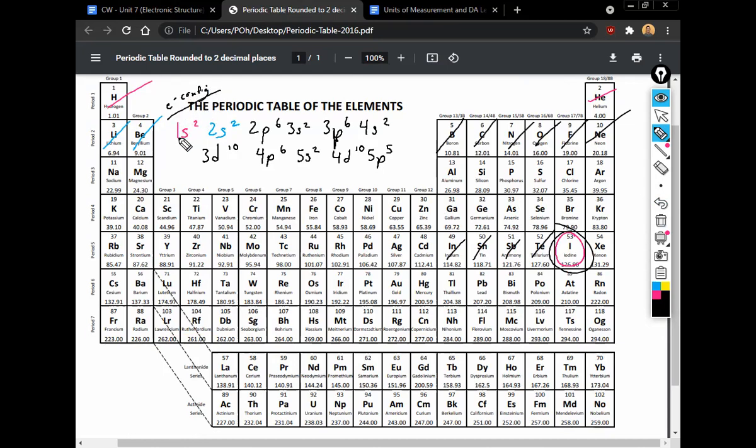So this is going to be your electron configuration. That's about as hard as it's going to get, and that's about as long as it's going to get. Okay. Any questions? Well, not too bad.